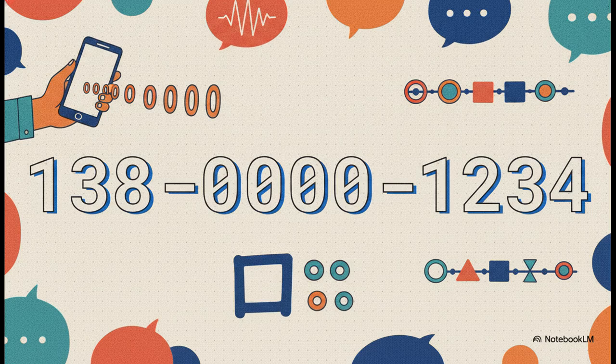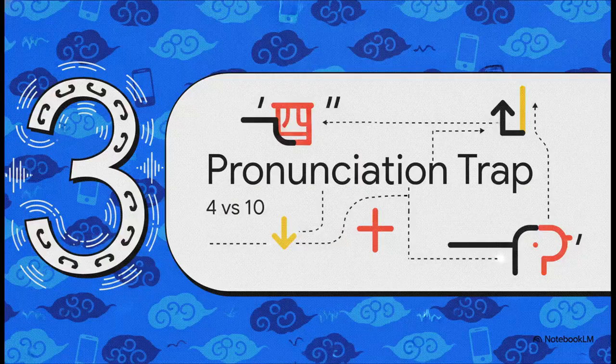It goes 一三八, and then 4 zeros. Ling, ling, ling, ling. And finishing with 一二三四. Simple, direct, and straightforward. Section 3. The pronunciation trap. 4 versus 10.